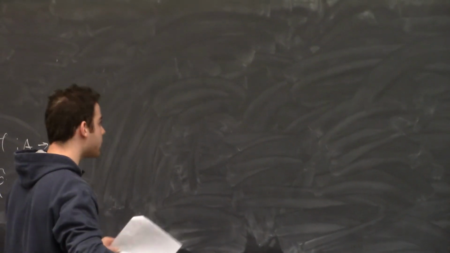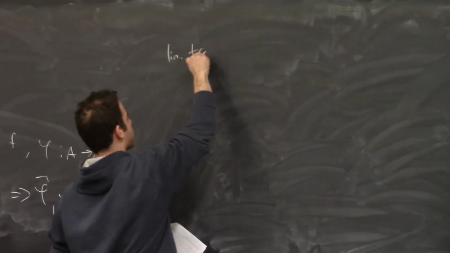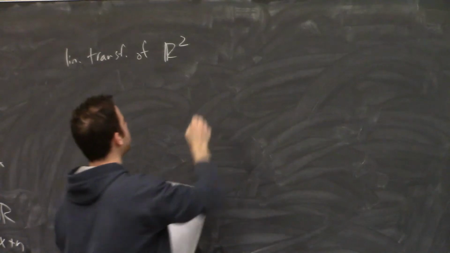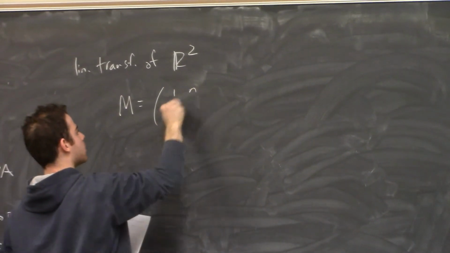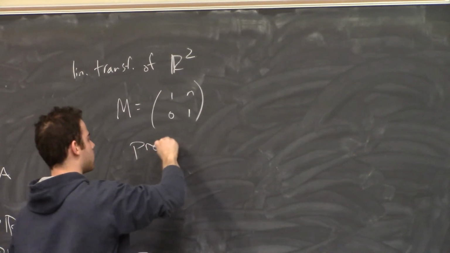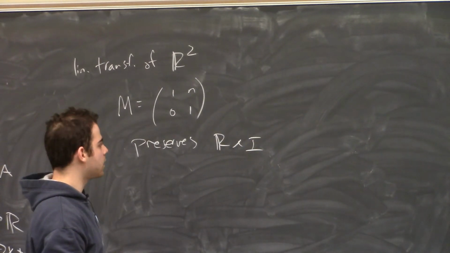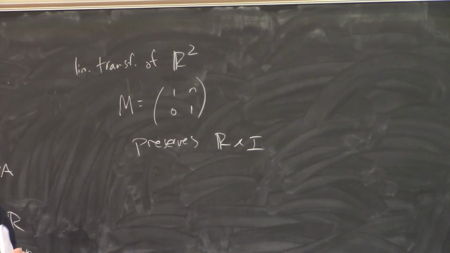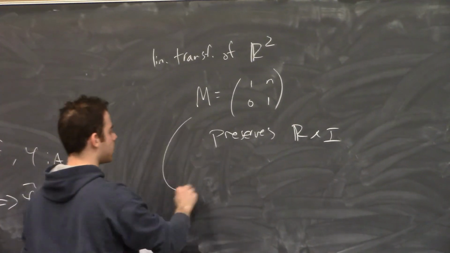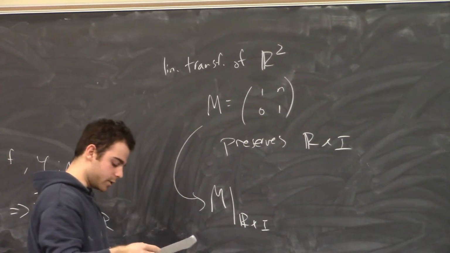But the idea for surjectivity, at least, which we're going to see pop up later, is that we know that linear transformations of the plane are given by some matrix which looks like this. And moreover, this preserves R across the interval. And so what this is telling us, just because it's in fancy language equivariant with respect to the group of deck transformations, this is going to descend. So this is really a map on R2, but it descends to a map on R across the interval.